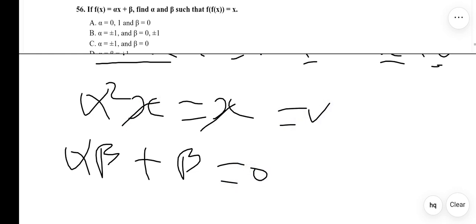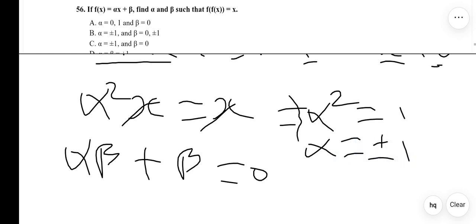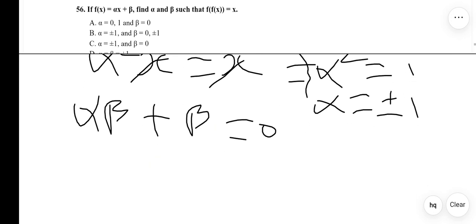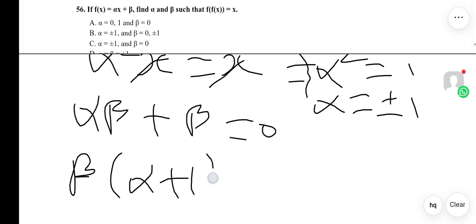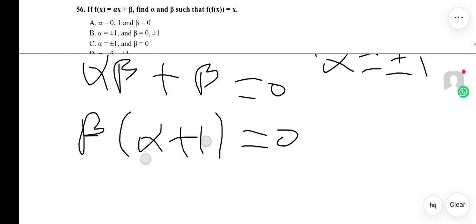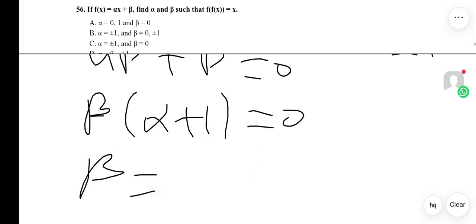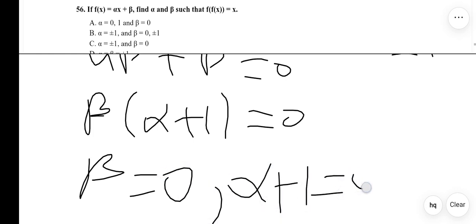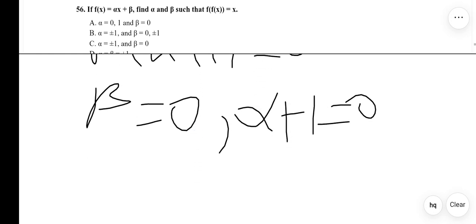That means my alpha squared is equal to 1. So my alpha will be the square root of 1, and the square root of 1 is plus or minus 1. So my alpha is plus or minus 1. So if my alpha is plus or minus 1, beta is common here, so that will be beta times alpha plus 1. This one will remain alpha, this one will remain 1. That is 0. So that means my beta can be 0, and also my alpha plus 1 can also be 0. So because of this, my alpha can still be minus 1.